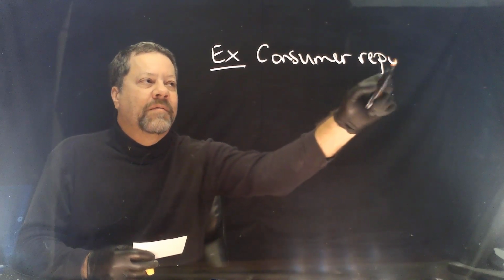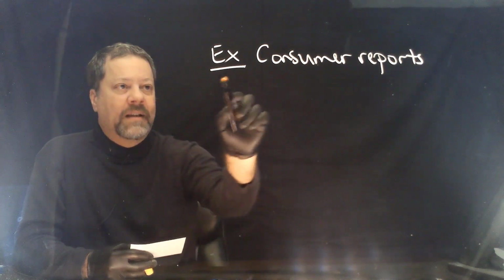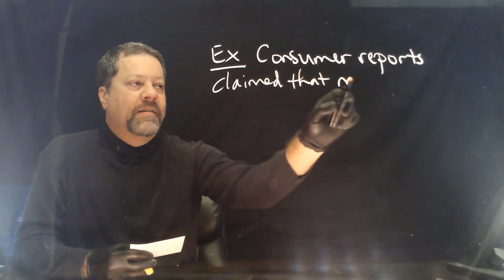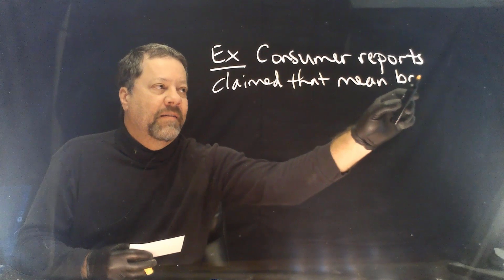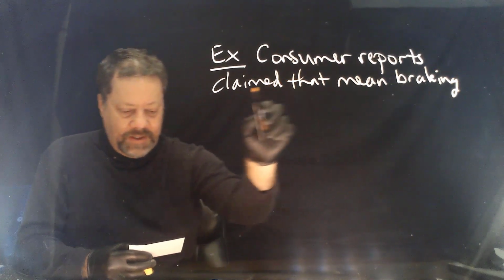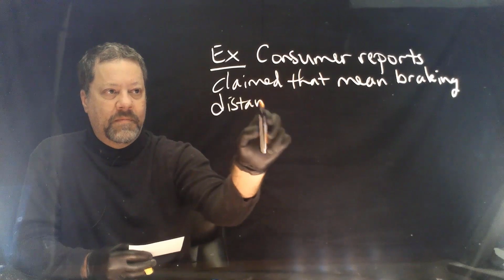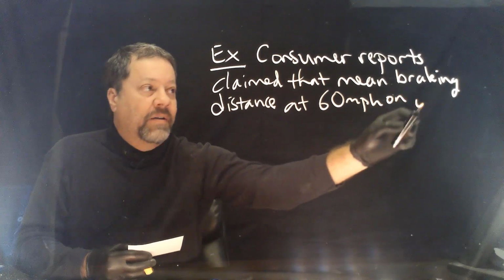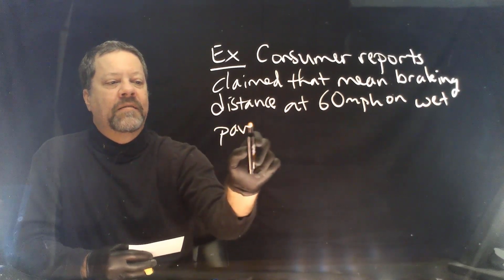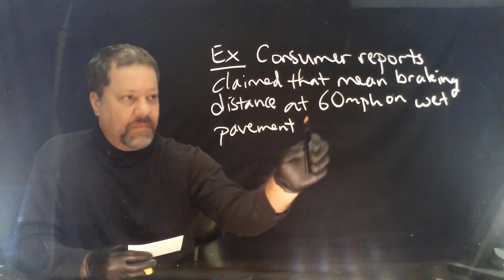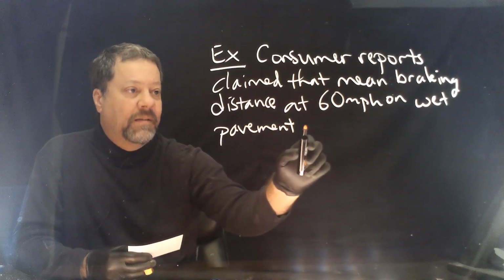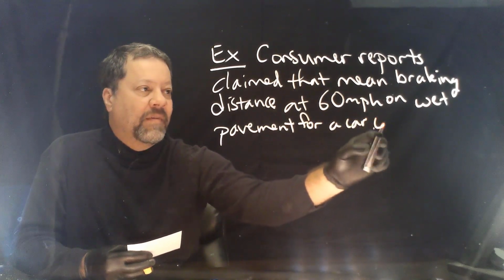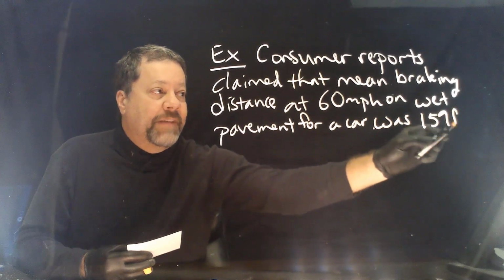Consumer Reports claimed that mean braking distance at 60 miles per hour on wet pavement for a certain car was 159 feet.